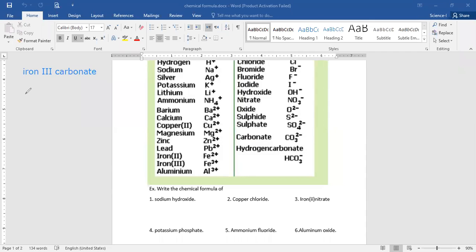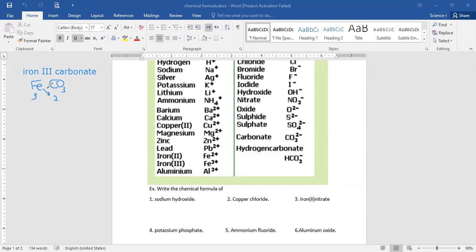Yes, Judy, let's try here. Iron 3. What is the symbol of iron? Fe. Good, and its valence equals 3. What about carbonate? CO3, that's the name, and its valence equals 2. Good.